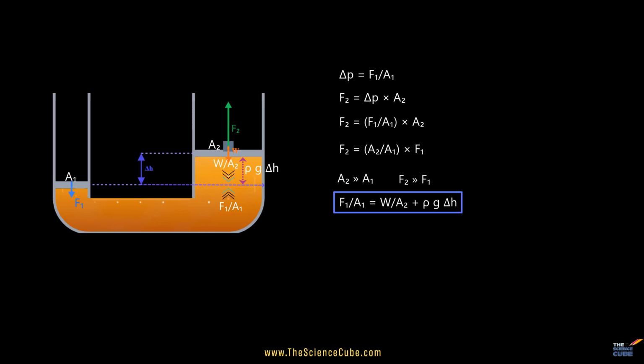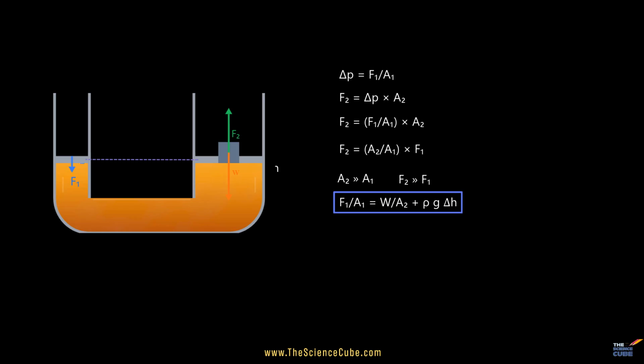And if they are at the same height, that is the delta H term is 0, we find F1 upon A1 equals W upon A2. That is, the upward pressure is balancing off with the weight of the body. Another important point to note is that by no means is Pascal's law saying that energy is also getting multiplied like force. So, let us show that no energy is getting generated in the process.